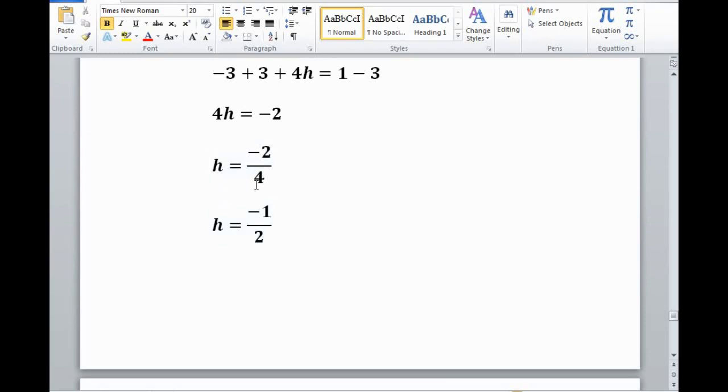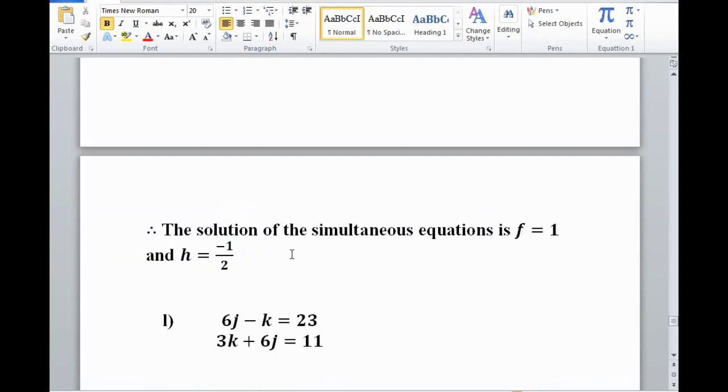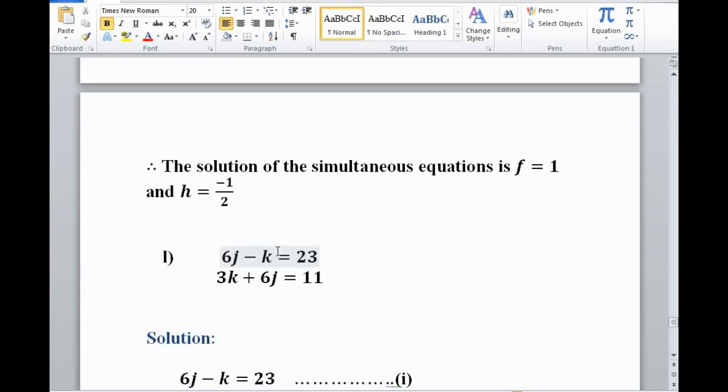upon 4. Now here we have common factor between numerator and denominator. So 2 times 1, 2, and 2 times 2, 4. So we have h equals negative 1 upon 2. So the solution for these two linear equations is f equals 1 and h equals negative 1 upon 2.